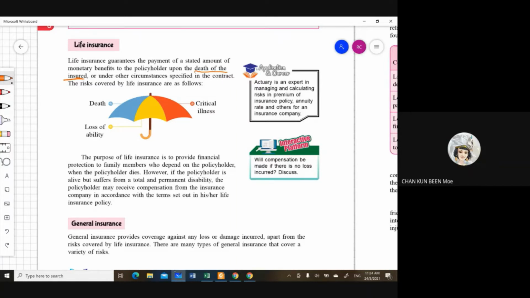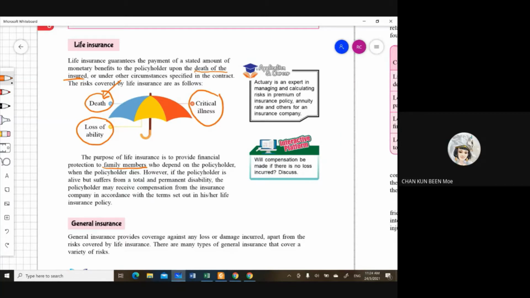So the risks covered by life insurance are as follows. There are three risks that are covered. The first one is death. Death is covered for the family members who depend on the policyholder. If the policyholder is dead, then the family members will benefit from it. And it also covers critical illness, that is the policyholder themselves, and the loss of ability, meaning that you cannot walk anymore. So this one is also covered. Okay, these are the three risks that are covered in life insurance.